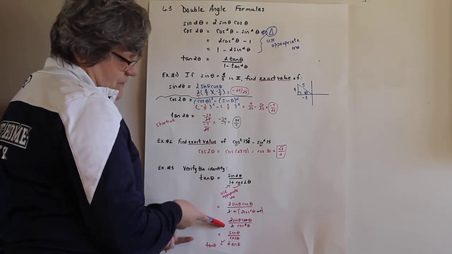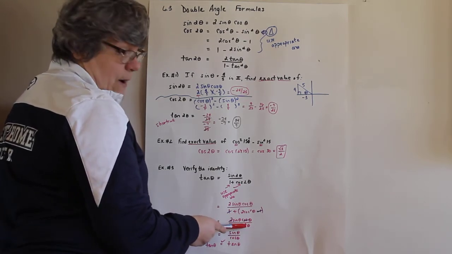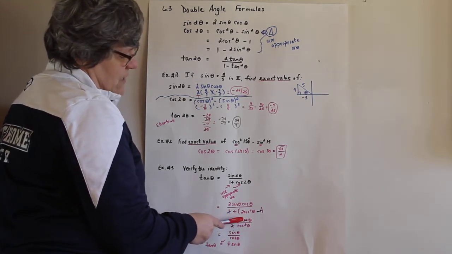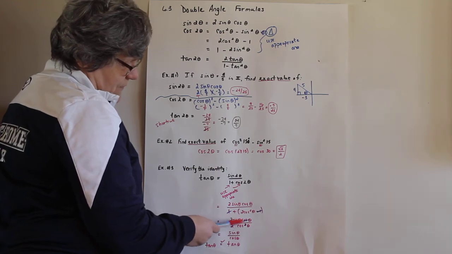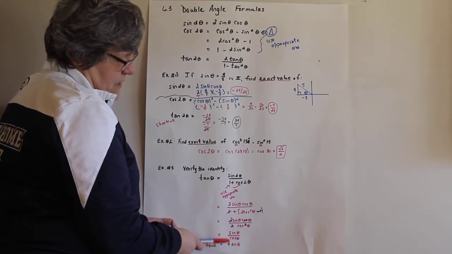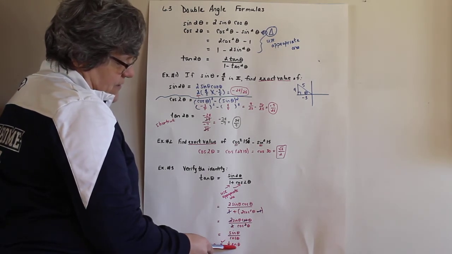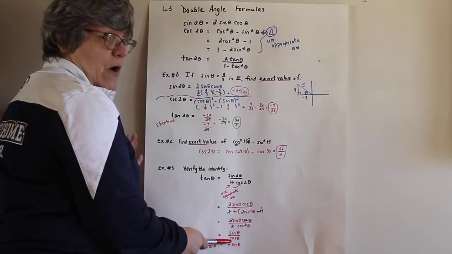There's cancellations to be done here as well. The 2's cancel out in the front, and the square on the bottom cancels, and the cosine on the top cancels. So my top leaves me with sine theta, my bottom leaves me with a single cosine, and we know that sine over cosine is tangent. And tangent is what we wanted, so tan equals tan, check mark, it verified.